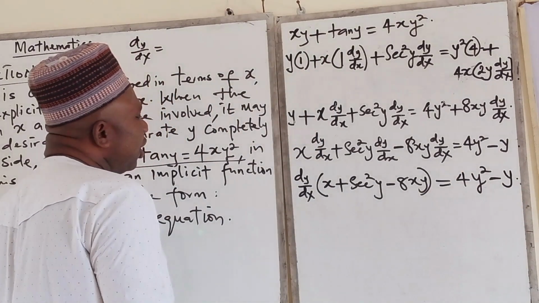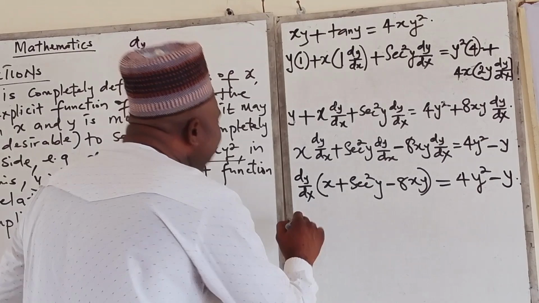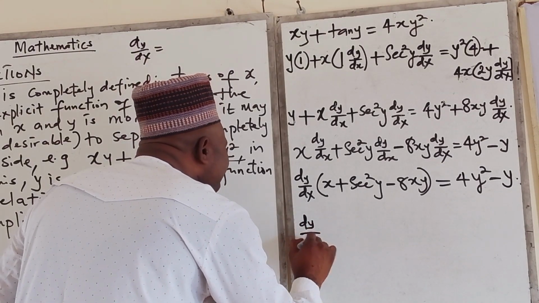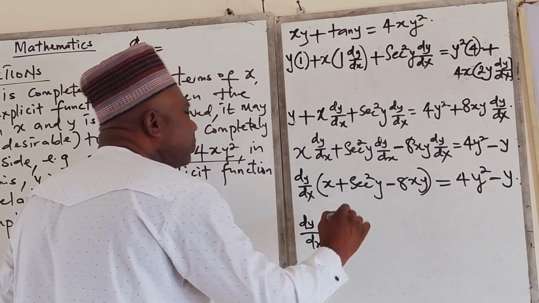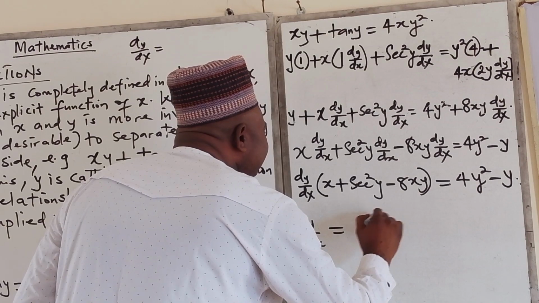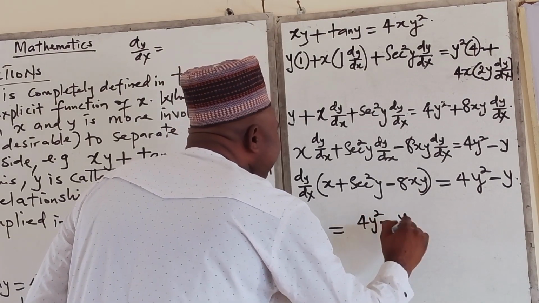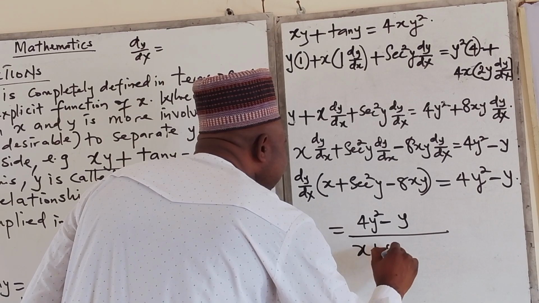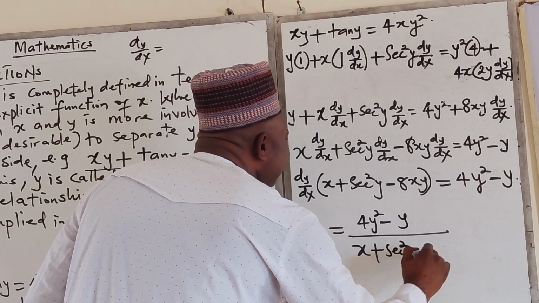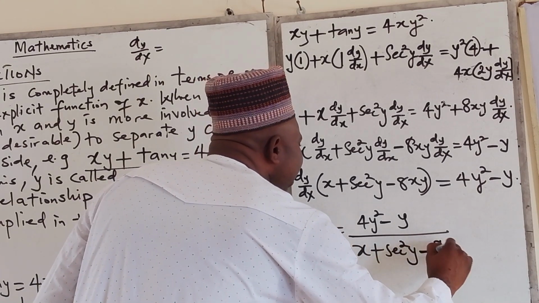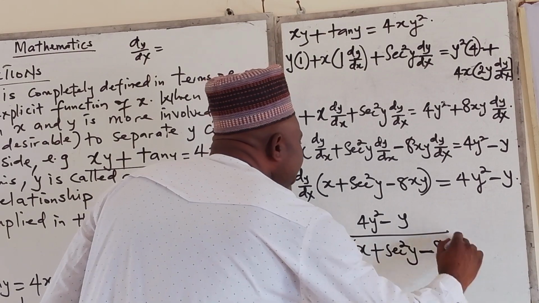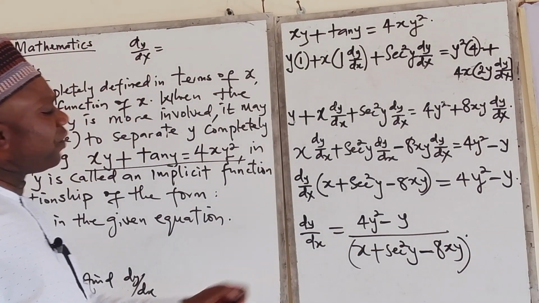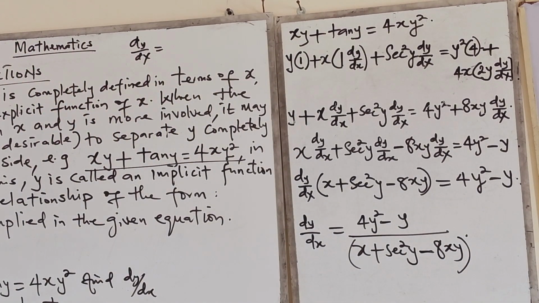Minus y rather. So now, getting the value of dy/dx, dy/dx will be equal to 4y squared minus y all over x plus sec squared y minus 8xy. Okay, so now this is the value of dy/dx. Now let me take it again.